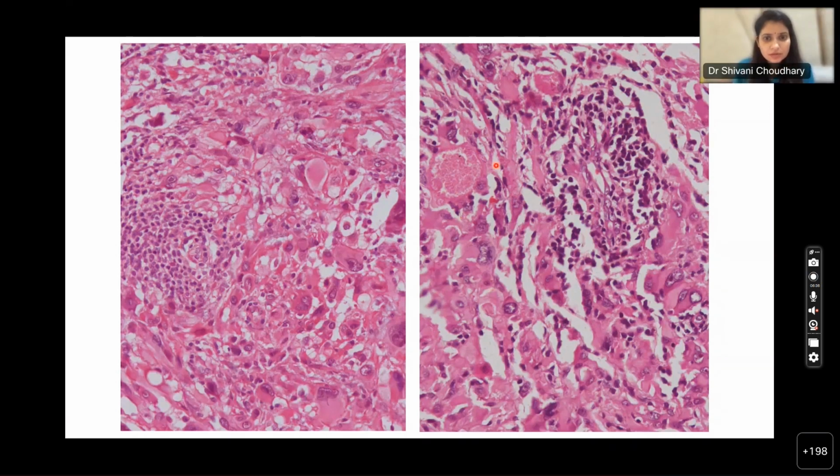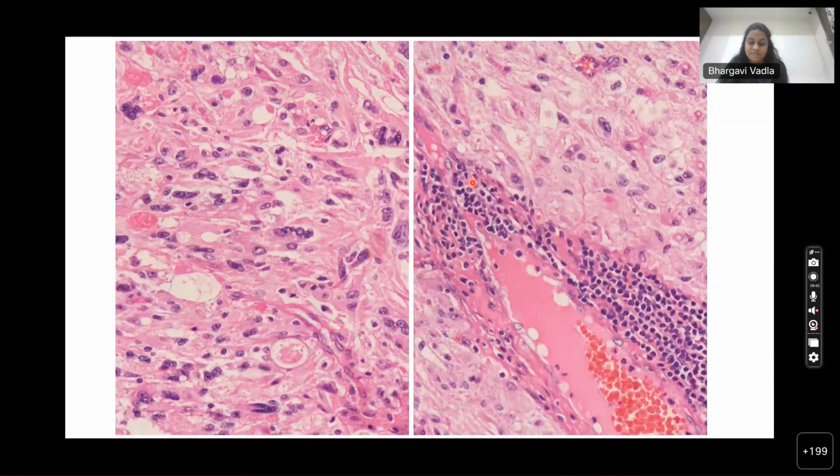Eosinophilic granular body. This is a very typical eosinophilic granular body. Now you can see the spindle-shaped astrocytes, numerous eosinophilic granular bodies, and then these cells that you called lipidized cells. You see that? They're all pale and lipidized, these cells, and prominent perivascular tumor-infiltrating lymphocytes.